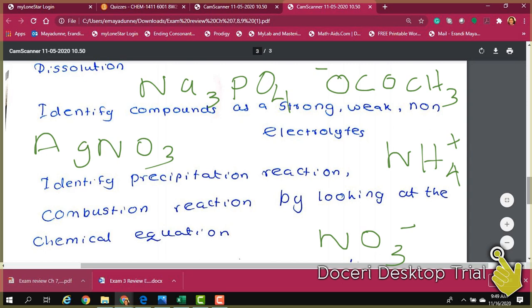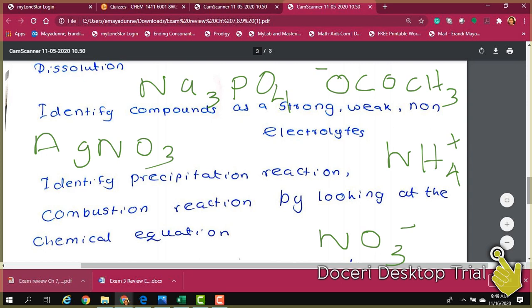And then identify insoluble product, giving 5 compounds. Another important aspect is you need to know equation balancing. Equation balancing is very important. And then you need to identify precipitation reaction, combustion reaction.